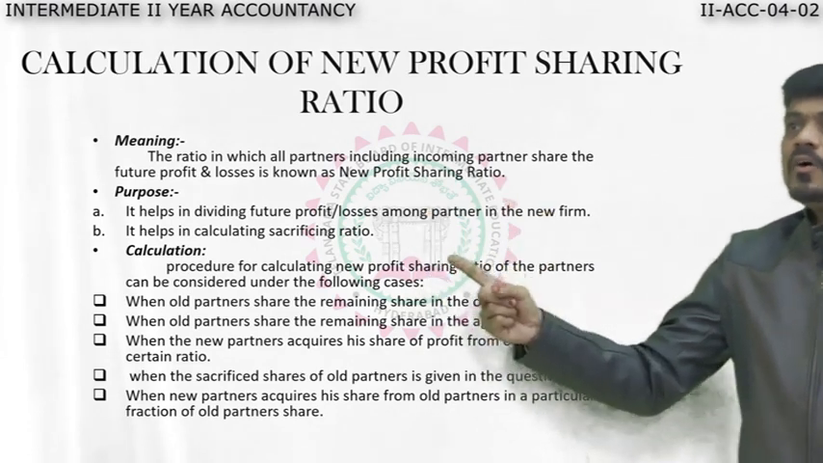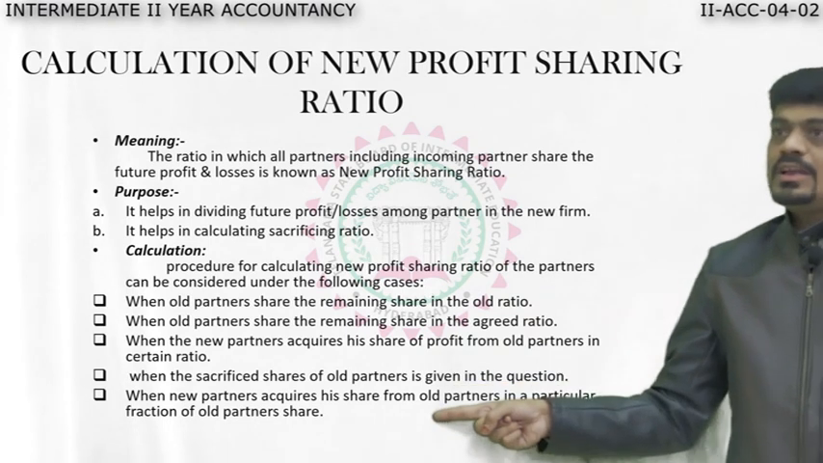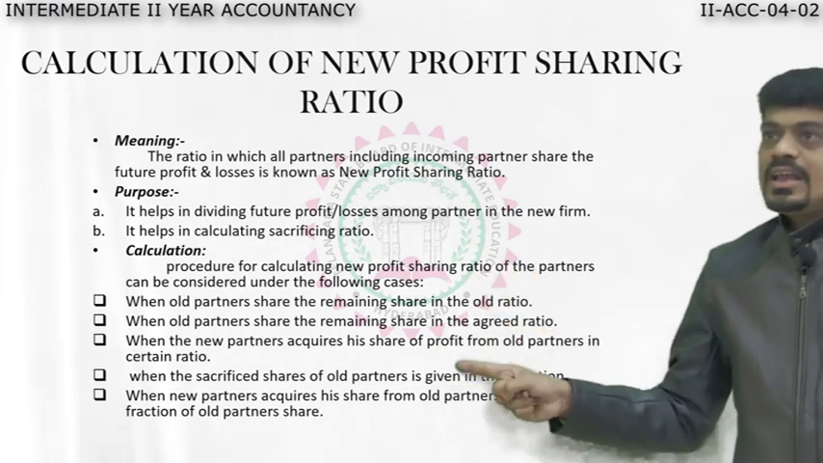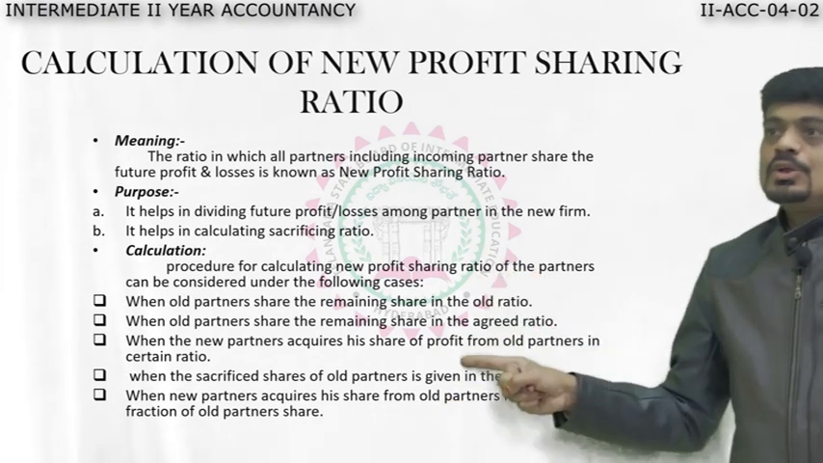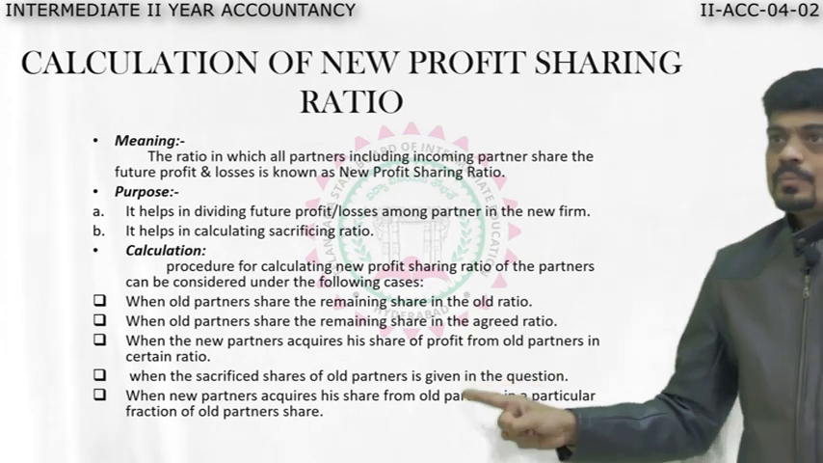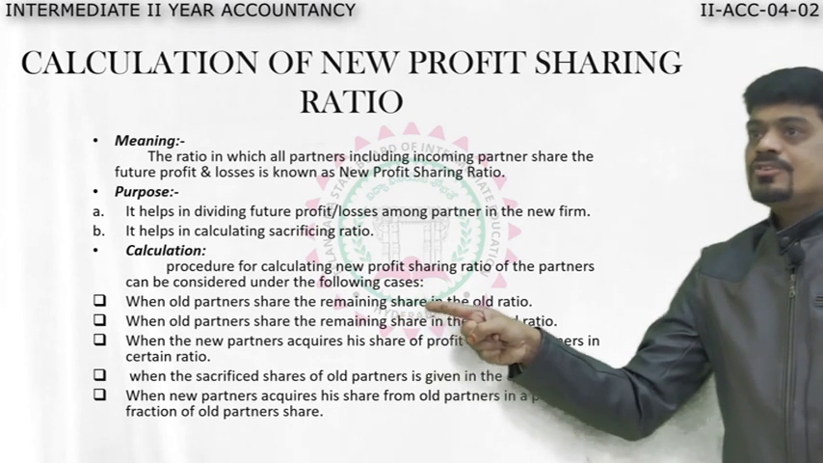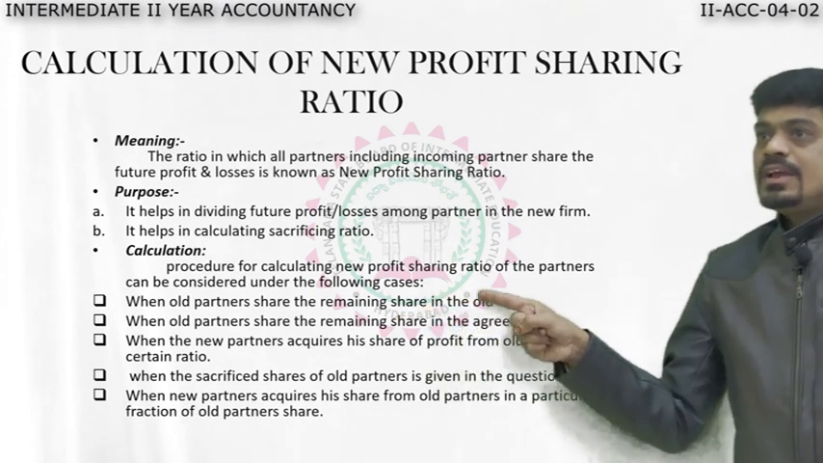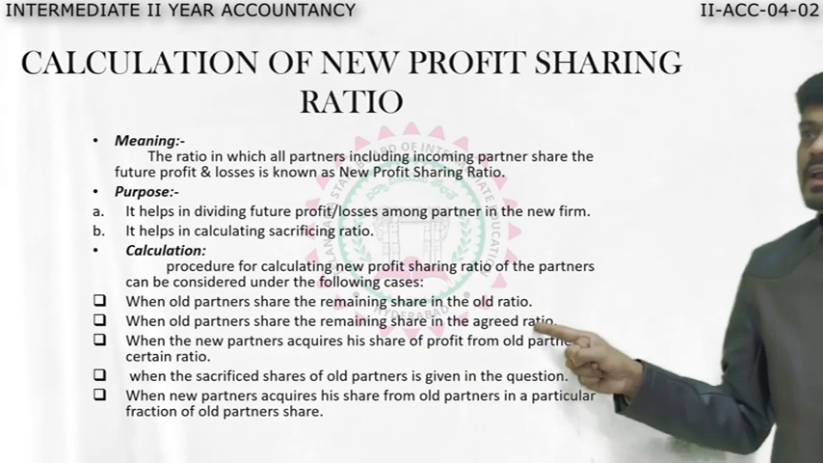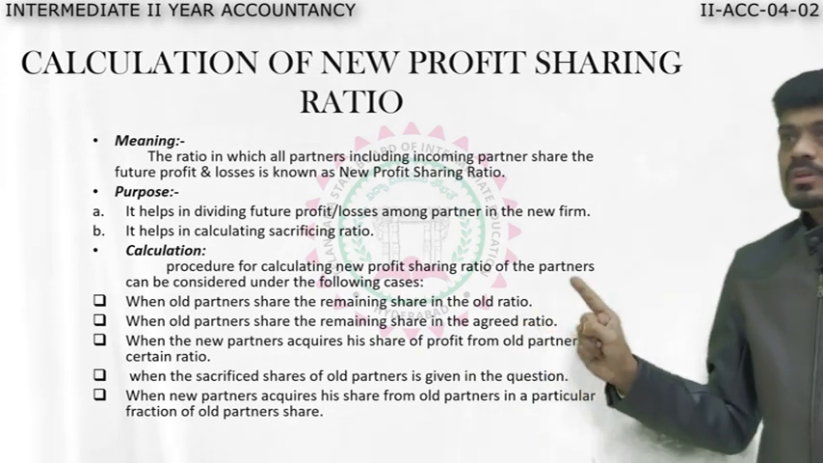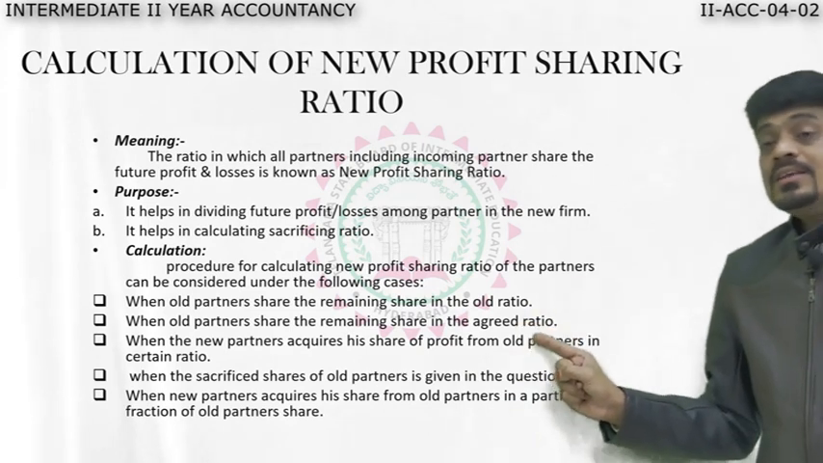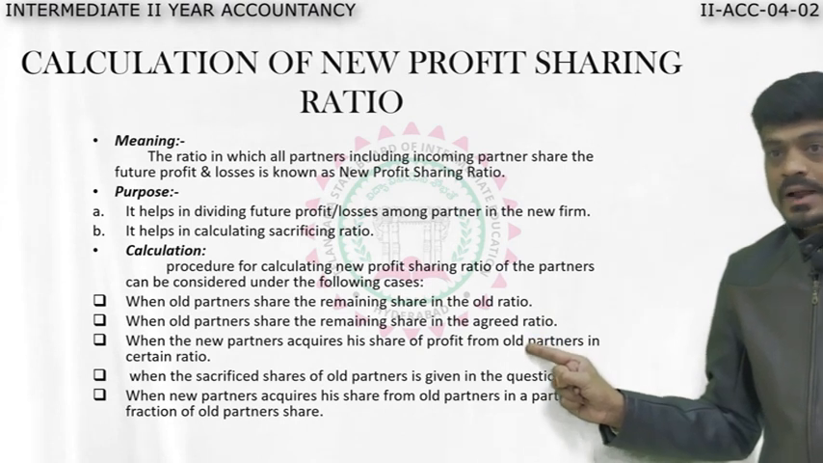Then, sir, how are we going to calculate the new profit sharing ratio? These are the different cases of calculating the new profit sharing ratio. First, the case when old partners share the remaining share in the old ratio. Second, agreed ratio. Third, the new partner is acquiring his share from an old partner.